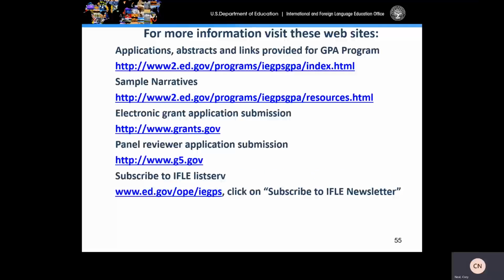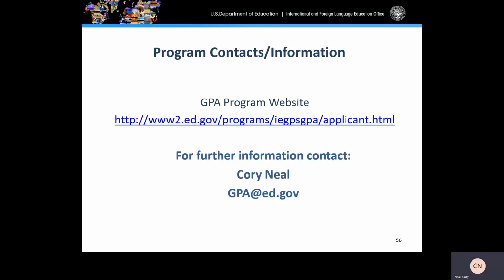Here's a few websites that can be helpful to you as you work on your applications. You can find sample abstracts from past projects, sample narratives, submission instructions, and a link to our quarterly newsletter that will update you on future projects or applications as well. This slide contains a link to the GPA website as well as my contact information. Do not hesitate to reach out to me. I'm more than happy to answer questions.